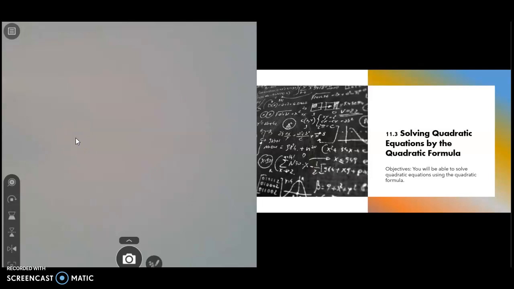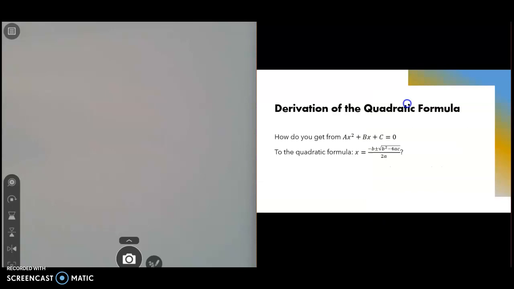Hi, welcome to section 11.3, Solving Quadratic Equations by the Quadratic Formula. Hopefully by the end of this, you will be able to solve quadratic equations using the quadratic formula. So let's start with the quadratic formula.